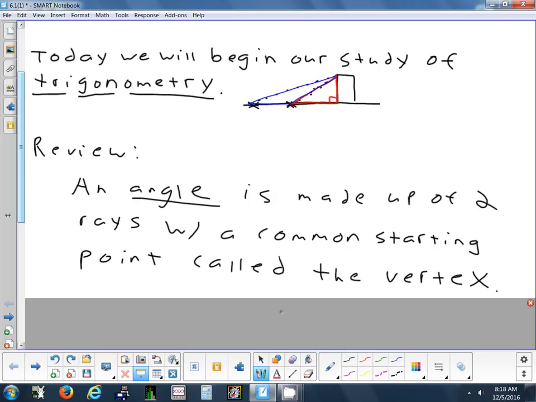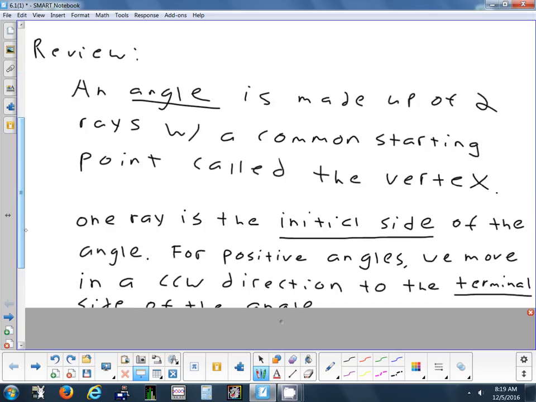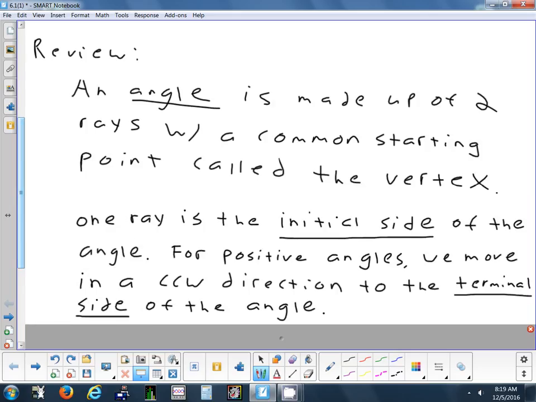So even though a triangle has 3 line segments, and the angles are between the line segments, we still consider those angles. But if you're going to sketch an angle just all by itself, usually you draw it as two rays. And when you sketch both rays, one ray is called the initial side, the other ray is called the terminal side.